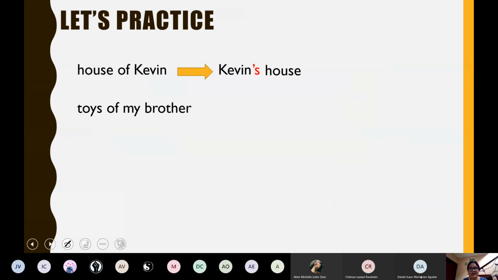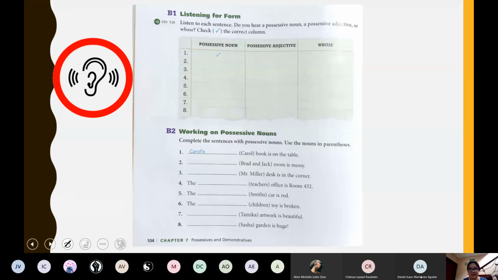So we are going to avoid this practice because of the time. And let's go directly to this part. Listening for form. In here, guys, what you are going to choose is if you listen a possessive noun or if you listen a possessive adjective or the word whose. And what is whose? I'm going to explain you later, but in here I just want you to identify if you listen whose or a possessive adjective or a possessive noun. I'm going to play twice the audio for you to verify. So it's in page 104. Let's all of you go to page 104 and let's listen the listening part.